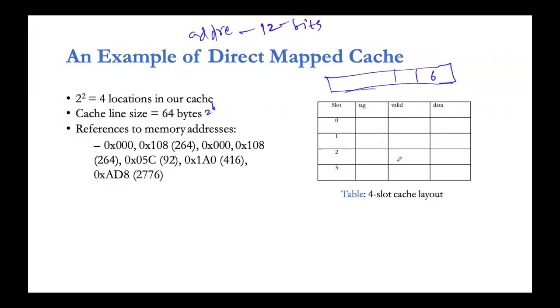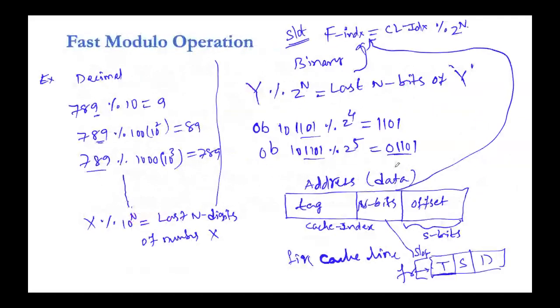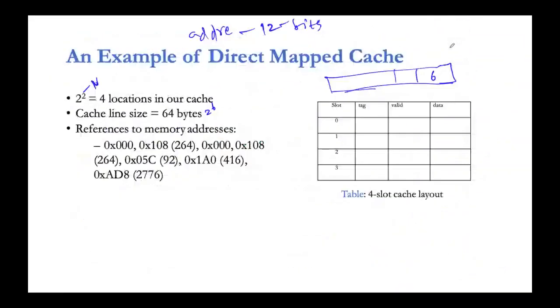Then it has only four slots, so you can write 2 to the power of 2, which gives four locations. So the number of bits taken for indexing is n, where 2 to the power of n is the number of slots. From this slot count, we get n equal to 2. So 2 bits are for the frame indexing, and of the 12 bits, the remaining 4 bits will be used for the tag.